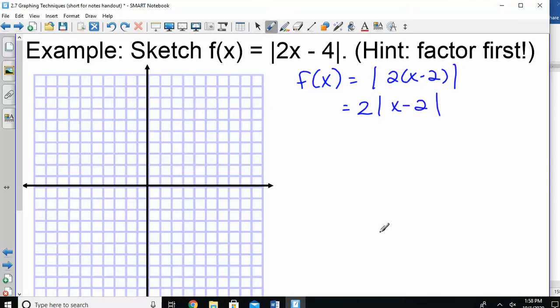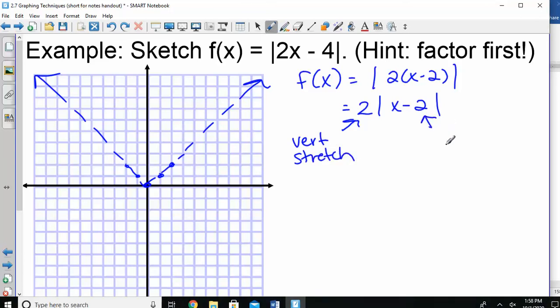So this one, what's my parent function? Absolute value of x. Absolute value, the v. We're going to be really good at graphing all these before we're done. Now, my transformations. This time I have a couple of them going on. What's this 2 on the outside do? And what's this 2 subtracted from my x do?